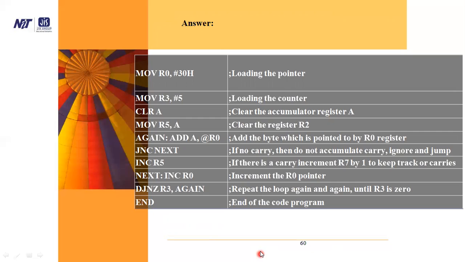Ignore and jump. INC R5. If there is a carry, increment R5 by 1 to keep track of carries. Next, INC R0, increment the pointer. DJNZ R3, again: repeat the loop again and again until R3 equals 0, end of the program.